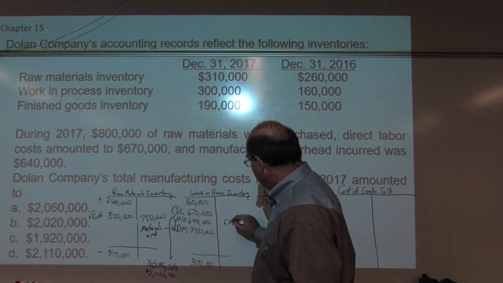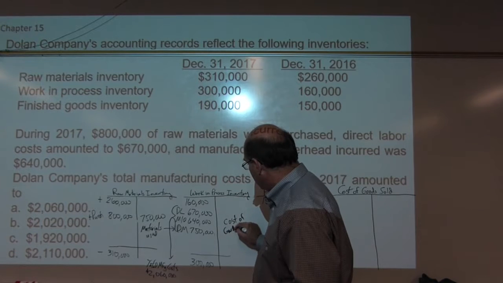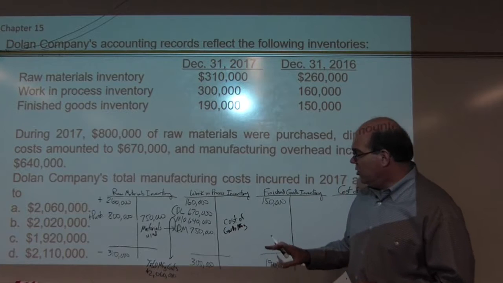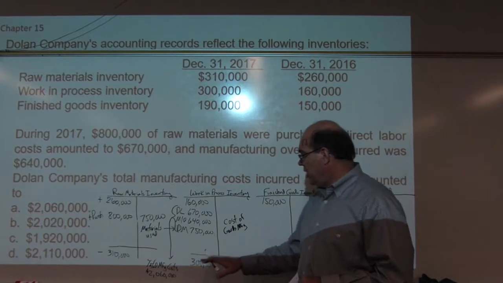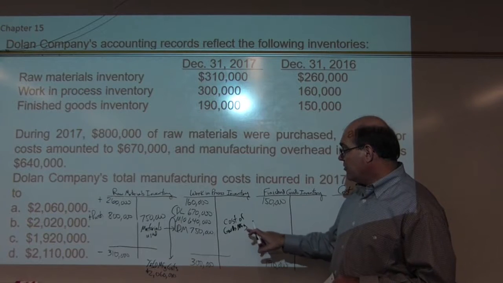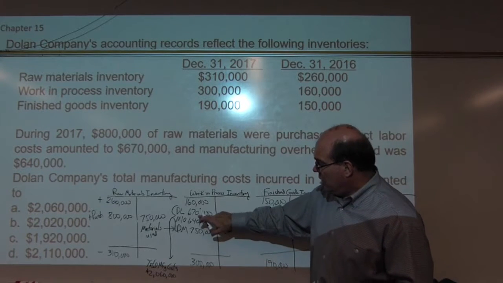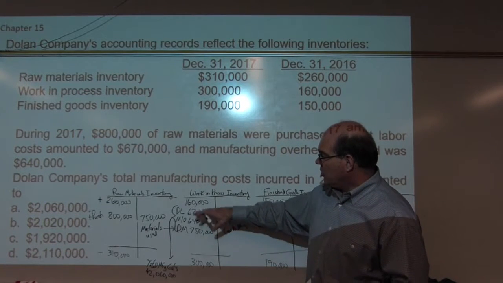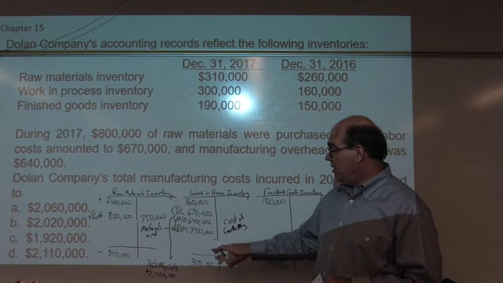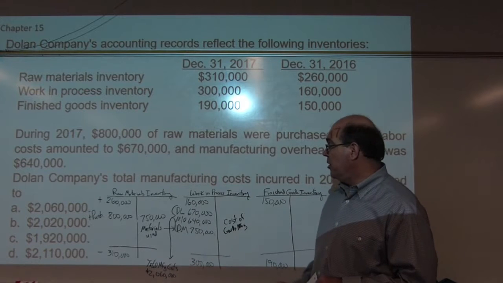My cost of goods manufactured is what I finished and transferred out. So don't confuse total manufacturing cost with cost of goods manufactured. They're two different numbers. Cost of goods manufactured includes the total manufacturing cost, but also has the beginning and ending work in process inventory factored in. Total manufacturing cost is just the cost in the period. Okay?